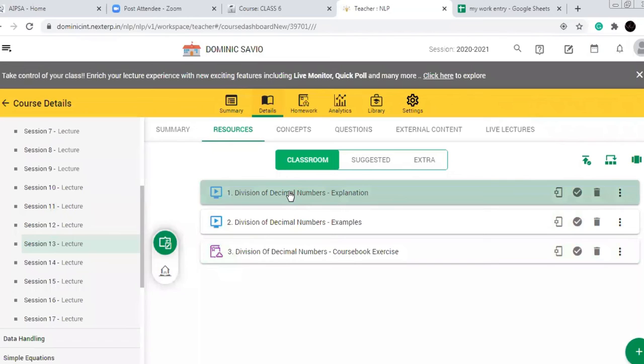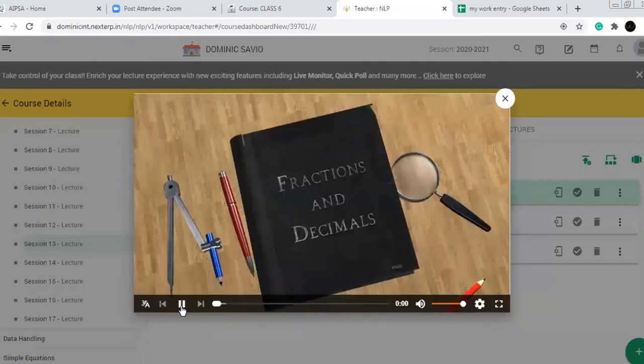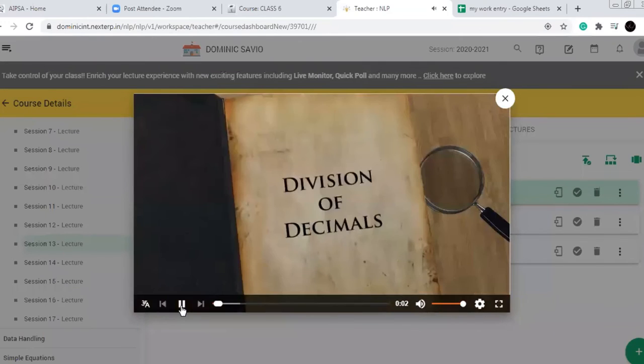Our next topic is division of decimal numbers. Just write down in your notebook the heading, division of decimal numbers. In this module, you will learn how to divide decimal numbers.